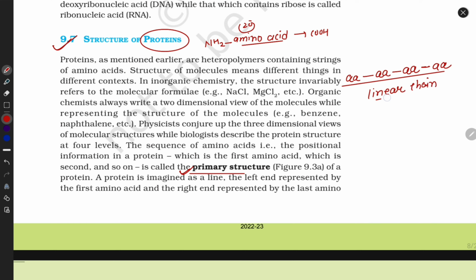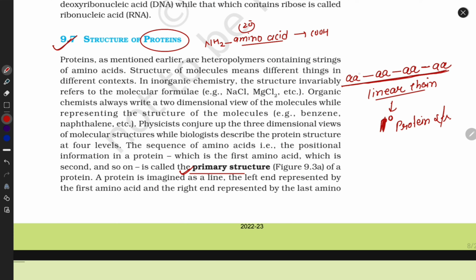I'm improving my writing guys. I'm trying to improve my writing.